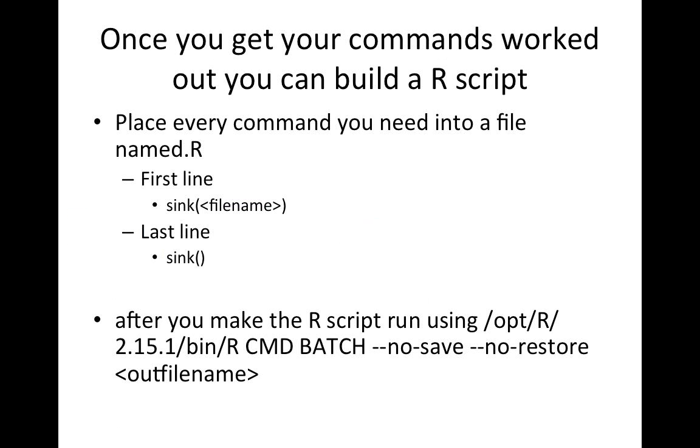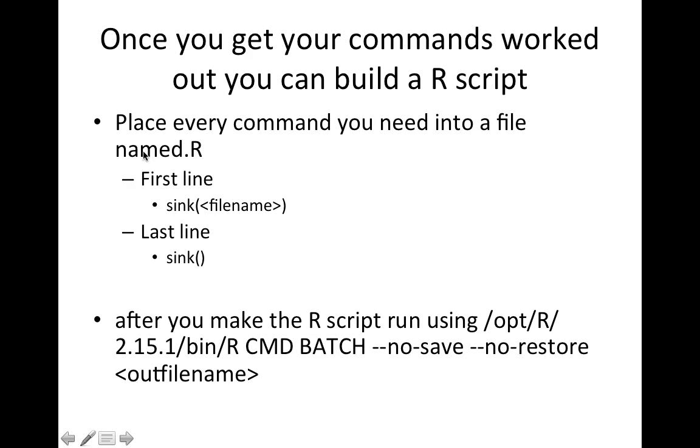One more thing to note, once you get all of the commands working in your R program, so typing them in manually, you can build an R script, which is that you take every command you've typed and put it into a file named .r, any name .r. Your first line of this file should be sink with the file name that you want to output anything that it would have put on the screen. And then the last line should be sink and just a closed bracket. And what that does is if it was going to write anything on the screen, it will instead write the thing to this file.